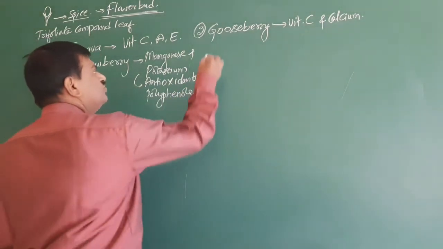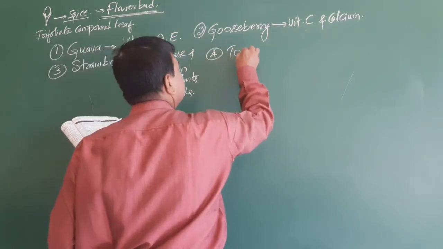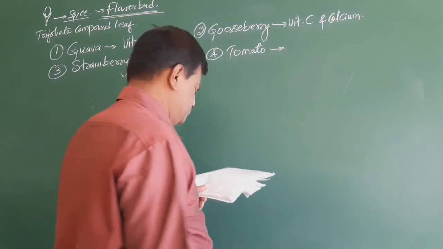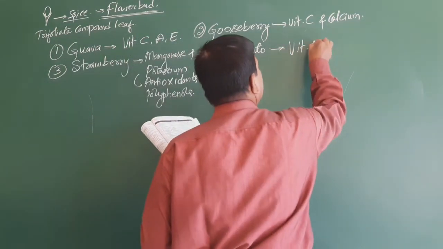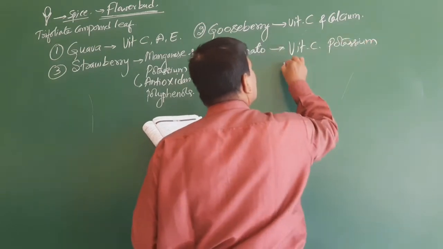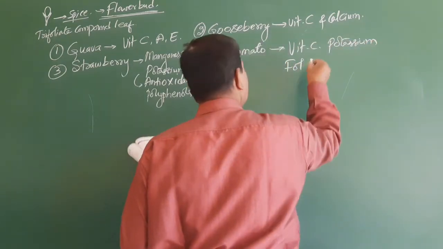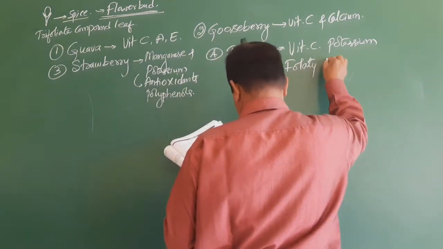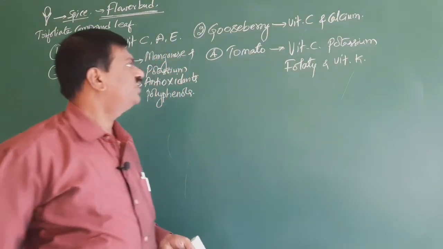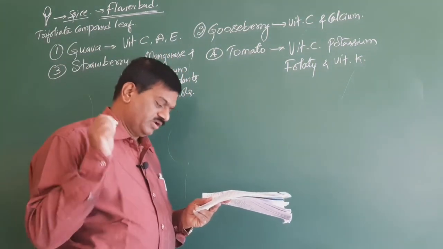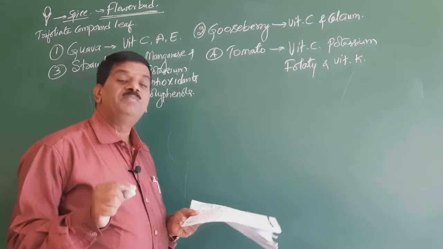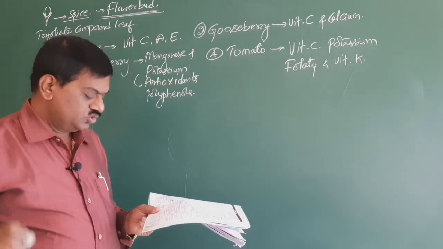So we go for the fourth option called as tomato. The tomato has the presence of vitamin C, potassium, folate and vitamin K. So all this have been present in the tomato. So here the question is, following members of Solanaceae.